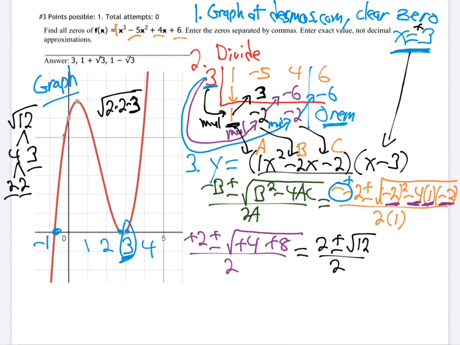And what do square roots do? A 2 for 1 deal. But by the way, this is a 12, right? 2 times 2 is 4, times 3 is 12. Square roots do a 2 for 1 deal. 2 2's inside, 1 2 outside. So 1 2 on the outside, 1 3 left on the inside. So 2 root 3. So the square root of 12 is 2 root 3. So this is 2 plus or minus 2 root 3, all over 2.